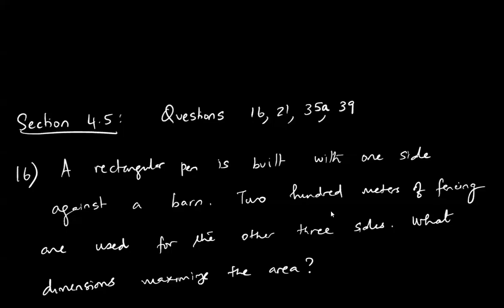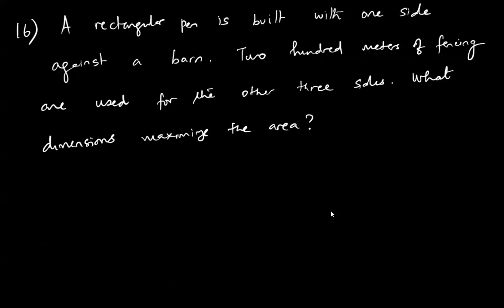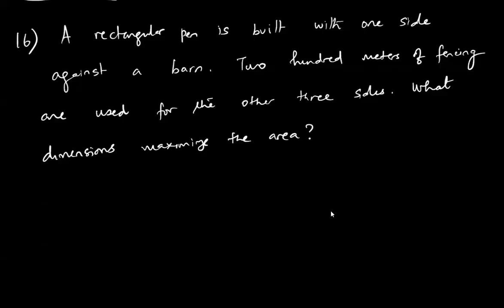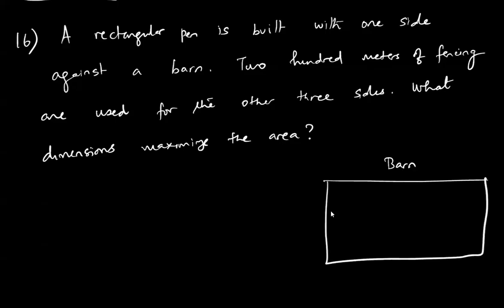In this video, we are going to look at some applied optimization problems. In this first question, we are given that a rectangular pen is being built with one side against a barn. So this is the pen. 200 meters of fencing are used for the other three sides. What dimensions maximize the area?